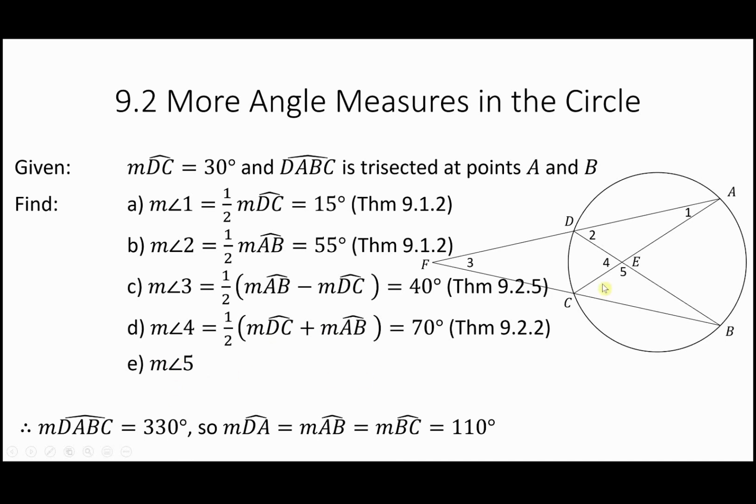Lastly, the measure of angle 5. Angle 5 is again another interior angle, so we'll do half of the sum of the intercepted arcs, which is going to give you 110 degrees because each of the intercepted arcs is 110 degrees. 110 degrees plus 110 degrees is 220 degrees. Half of that is 110. So I didn't even bother to leave the calculation in there, but I am referencing the same theorem that I did to get the measure of angle 4. Okay, cool. Again, more details, let's talk about it in class.